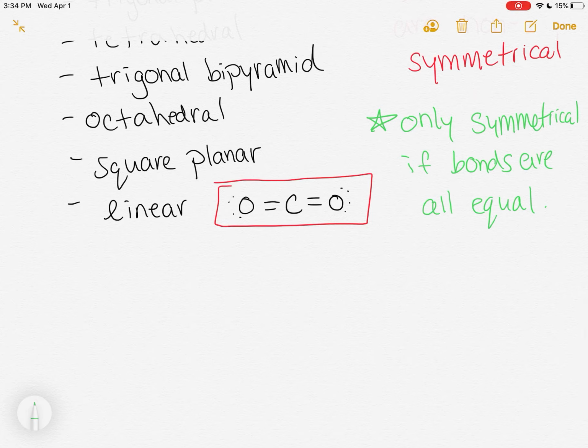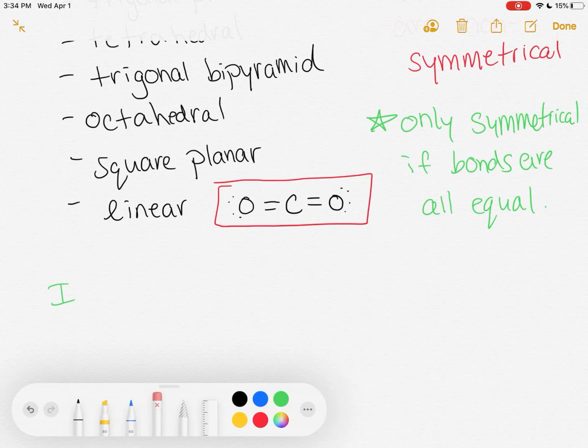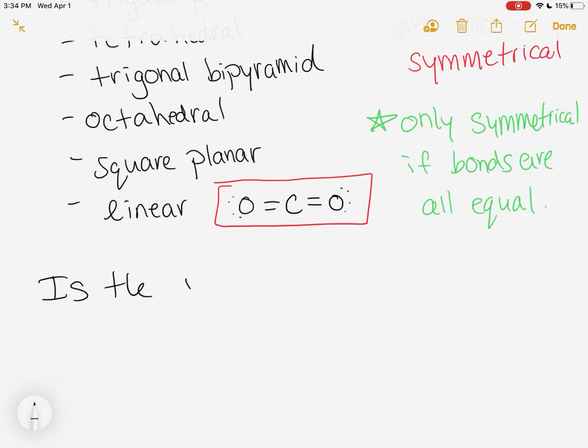Now, the second set of rules is to determine the actual polarity of the molecule. So there are 4 rules that help us determine whether the molecule is polar. So let's write in black here instead. It'll be a little bit easier to see. So is the molecule polar?